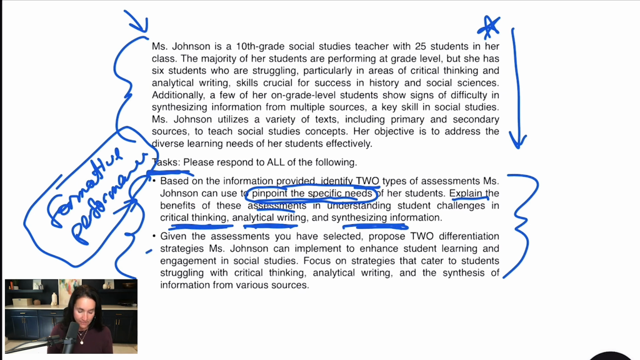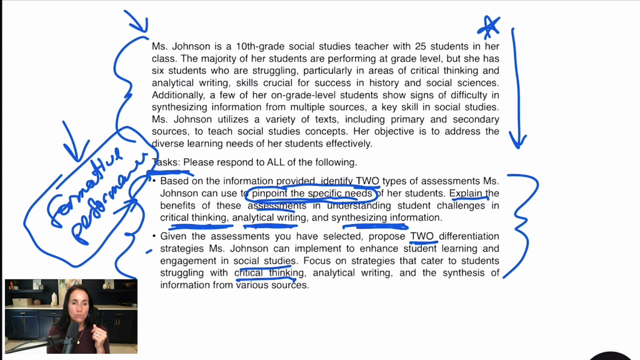The second one is, given the assessments you have selected, propose 2 differentiation strategies Ms. Johnson can implement to enhance student learning and engagement in social studies. Okay, I need to differentiate based on the results of these assessments. Focus on strategies that cater to students struggling with critical thinking. Okay, right away, I can start thinking about critical thinking skills. What are some interventions? Well, I can use questioning techniques.